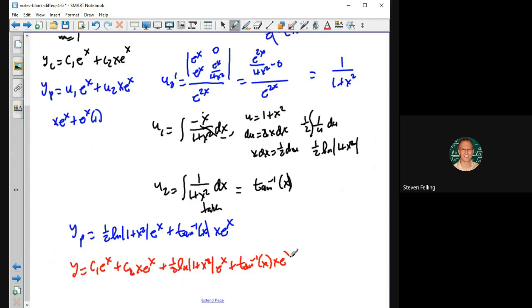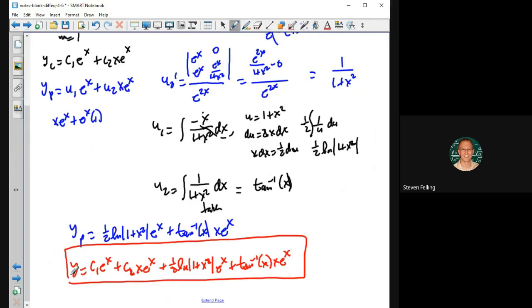x e to the x. All right, so there's the final solution there. Crazy, right? This method really works most times, but it can get really hairy depending on how complicated the right-hand side is, because it can produce integrals that are very hard to do.